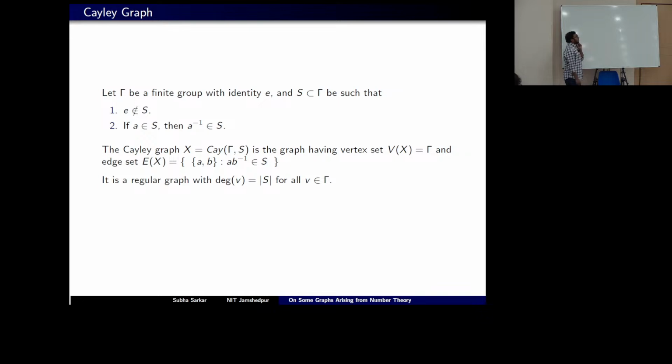Now it is known that this graph is a regular graph, where the degree of each vertex is the cardinality of that subset S. And also it is known that if that subset S generates the group gamma, then our Cayley graph is connected. If S generates gamma, then the Cayley graph is a connected graph.